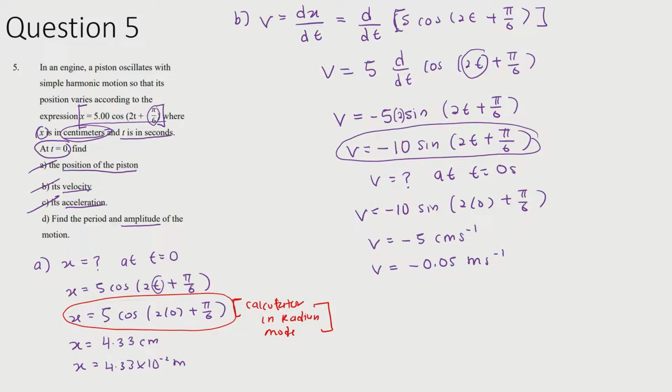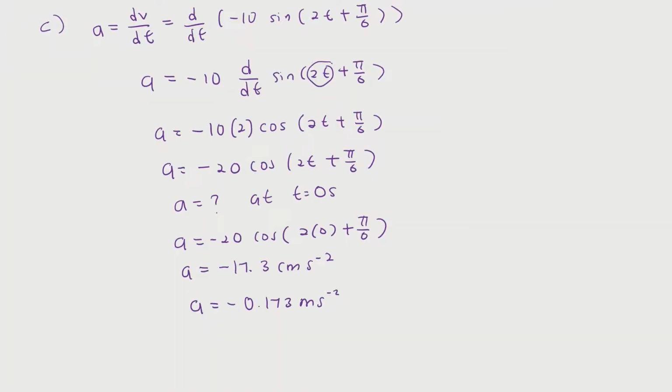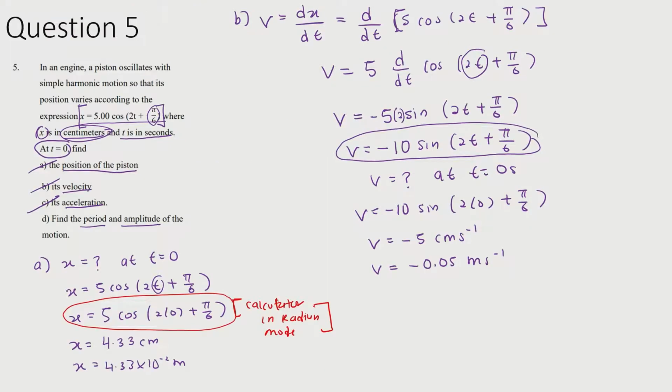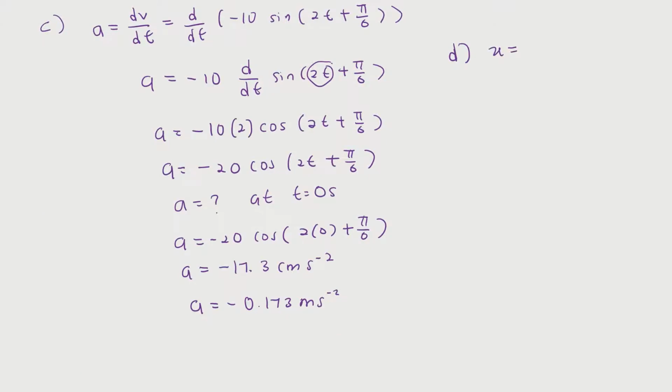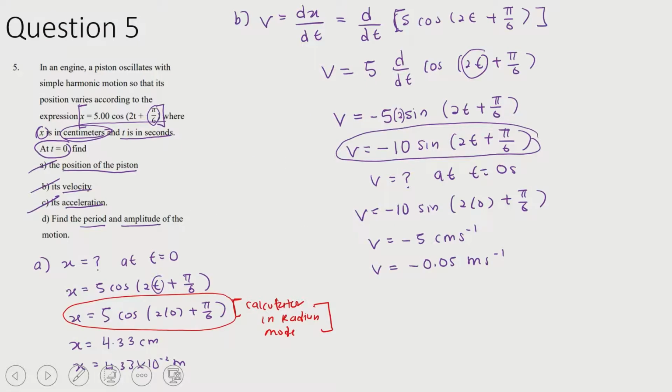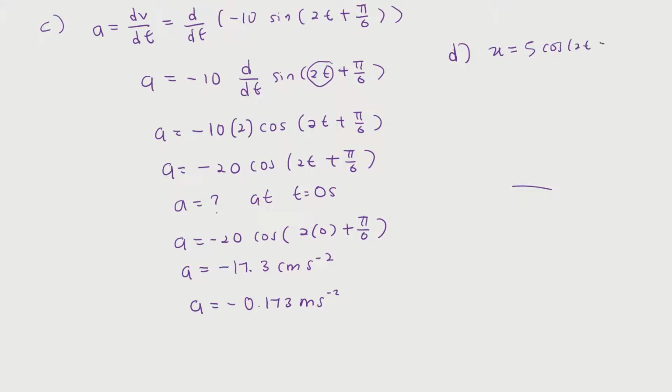Find the period and amplitude. So from here we can find the period and amplitude. How are we going to do that? Okay, now let's look. The amplitude, as we know, we can compare. The equation given is x equals 5 cos(2t + pi/6). Right. So we know this is the amplitude. So the amplitude is 5 centimeter or 0.05 meter.